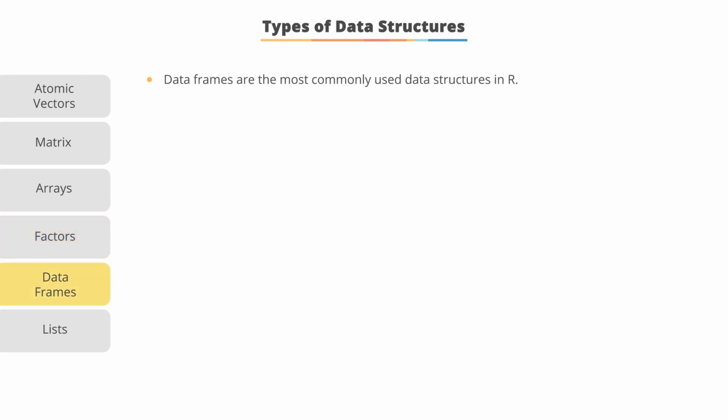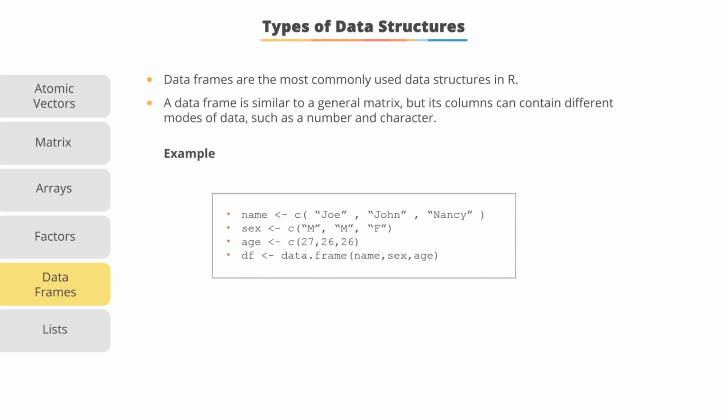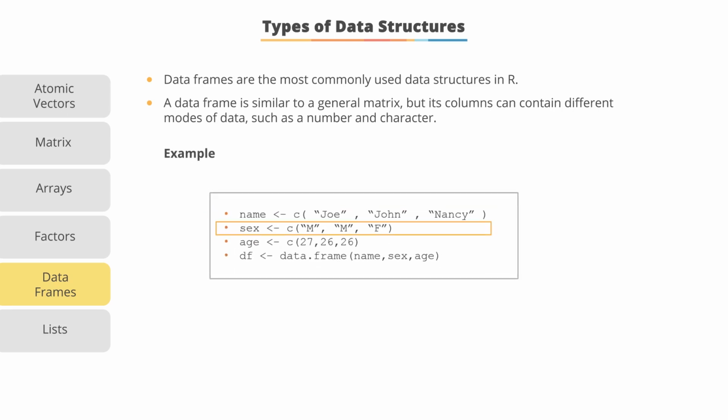Now, data frames are going to be the most commonly used data structure within R as well as within any type of data science and analytics. The reason for that is because although a data frame is similar to a matrix, columns can contain different types of data, such as number, character, and logical. So, if we were creating a database of people's names, their sex, and their age, we could have these different vectors, right? So we have a name vector of Joe, John, and Nancy, a factor vector of sex, male, male, female, and then a numeric vector of age, 27, 26, 26.